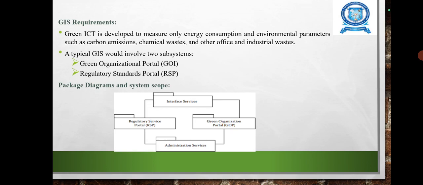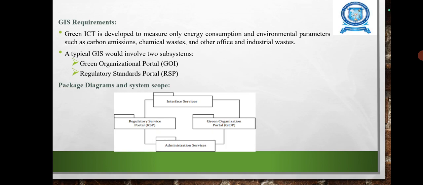There, first we are going to see the green organizational portal, which is used for the green performance. For example, heat generated by the desktop machines, data centers and network equipment, carbon emissions from petrol or diesel, and hazardous materials produced by the organization's activities. The next one is the regulatory standard portal. It is maintained by the government agency that is responsible for emission control within a country or region.